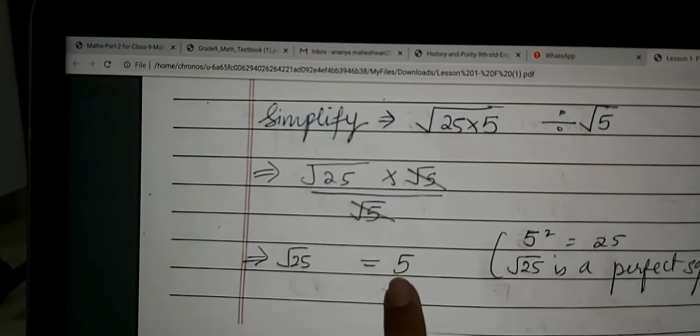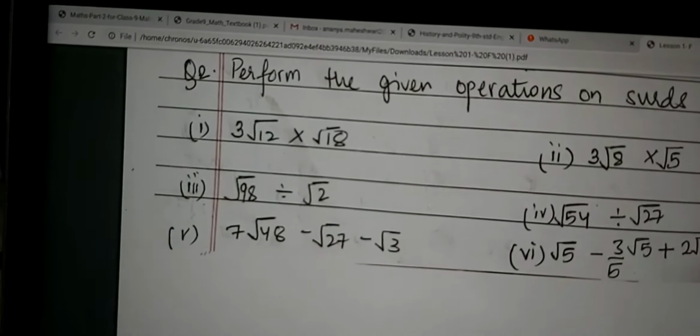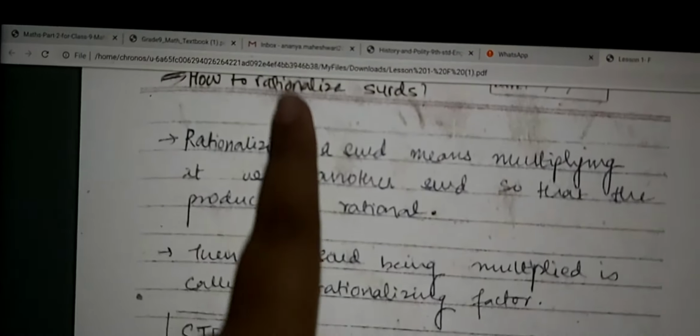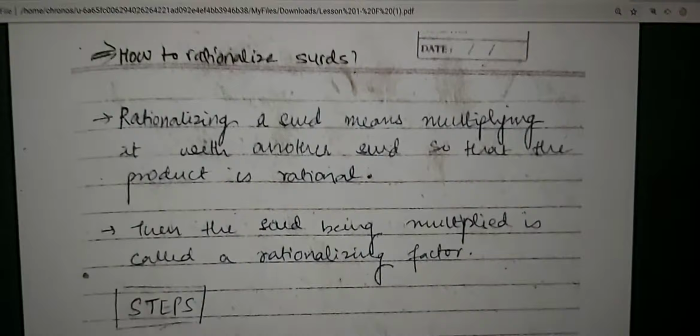Root हटाने के लिए, what did I do? 5. Simple. Now this work you're doing, 6 sums over here. And उसके बाद you're going to do this. Now we're going to learn how to rationalize surds. Okay?